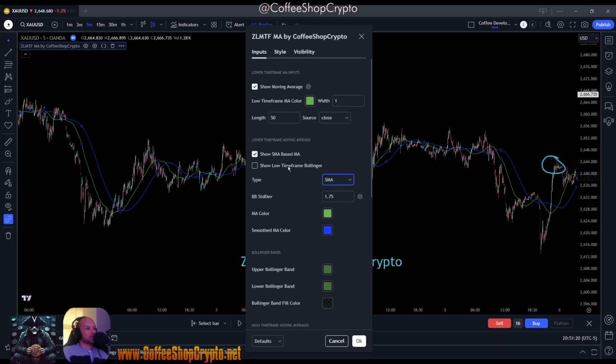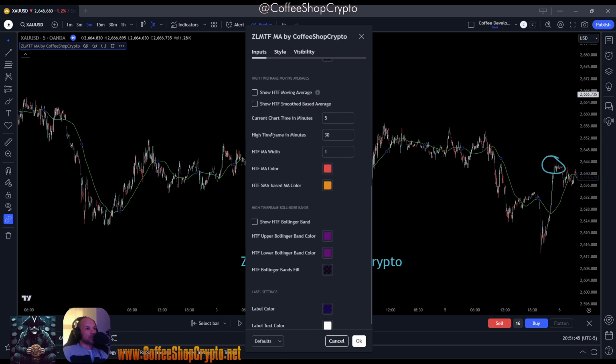I'm looking at a smooth moving average. So this is the smoothed version of the moving average. So your moving average is here, right? And then you could smooth that moving average with an SMA or an EMA, right? Or you can smooth it with a volume weighted moving average. You can do whatever you want with it, right? And then of course you get your deviation bands for your Bollinger if you like. And then the interesting thing here is you got to make sure you set up your high time frame, right?